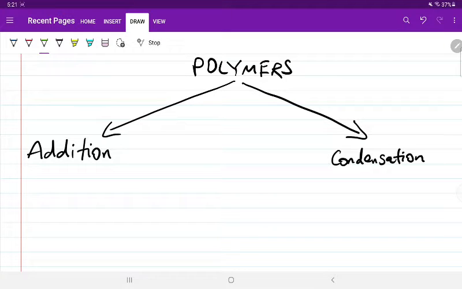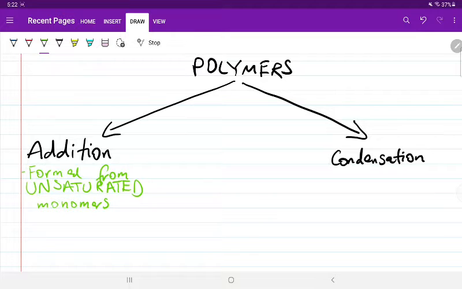So for instance, addition polymers, these are formed from what I call unsaturated monomers. And if you recall, the term unsaturated means that there is a carbon to carbon double bond in the molecule. All right. So when you have polymers forming through addition polymerization, the monomers that are used are usually alkenes.